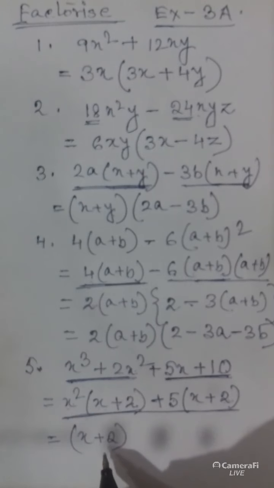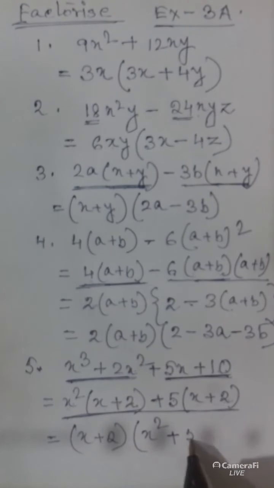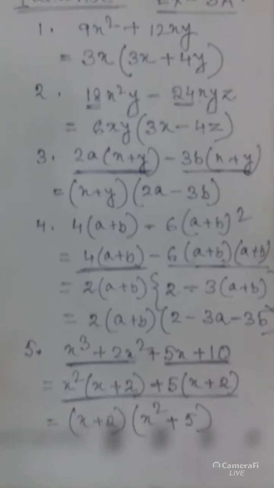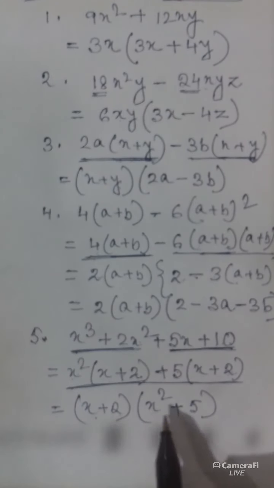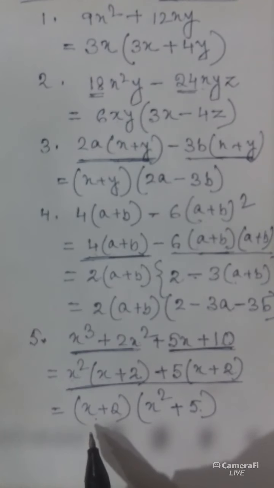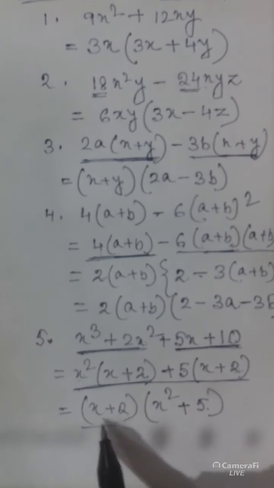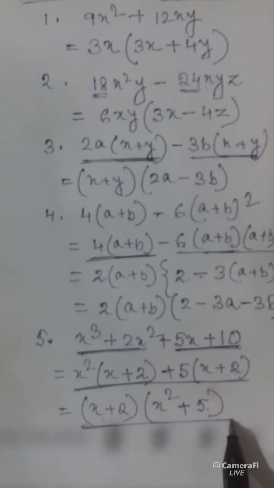Now in the first term we take x plus 2, what is left? x square is left. And in the second term x plus 2 is common, what is left? 5 is left. Then x plus 2 into x square plus 5. See, this is the product of two terms. What is factorization? We say to express a given polynomial as the product of polynomials. See, the product of polynomials x plus 2 and x square plus 5.